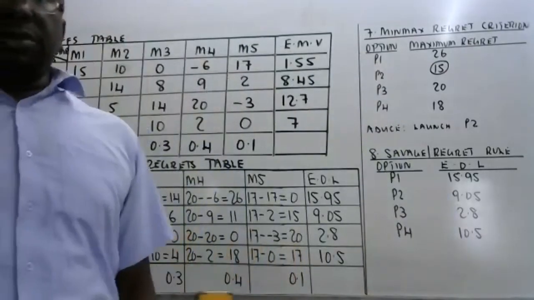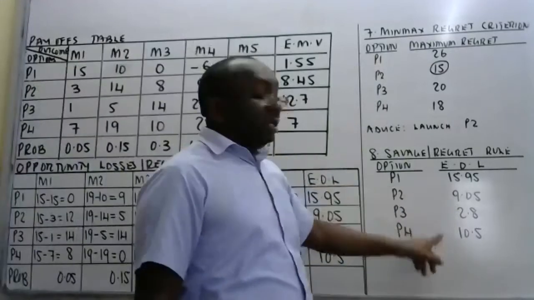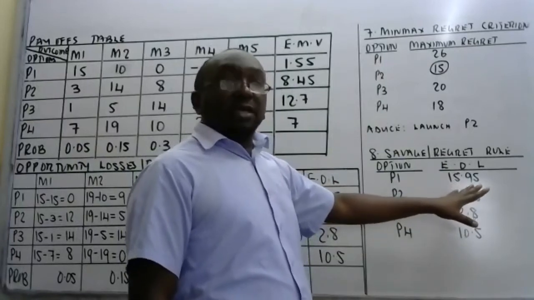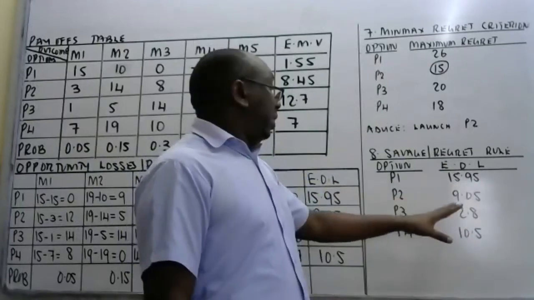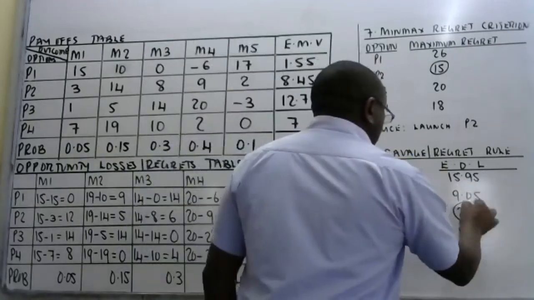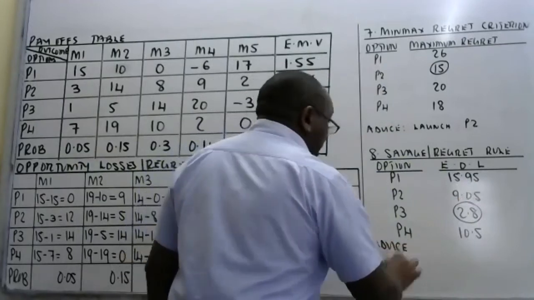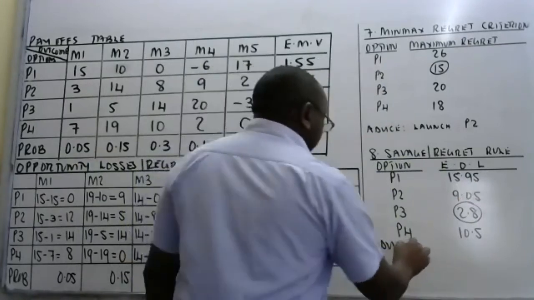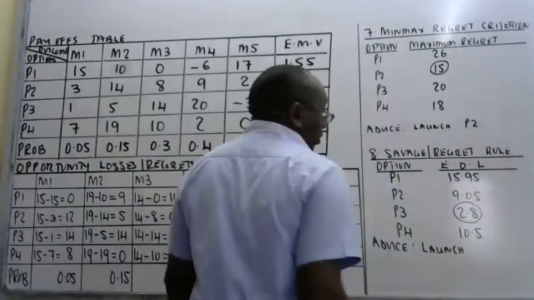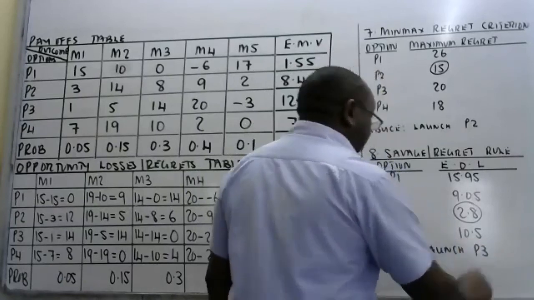So what you do, you now pick the smallest. These are losses. So for losses or regrets, the ones where people say, I wish I knew, you pick the smallest. So the smallest is this one. So the advice is you launch P3.